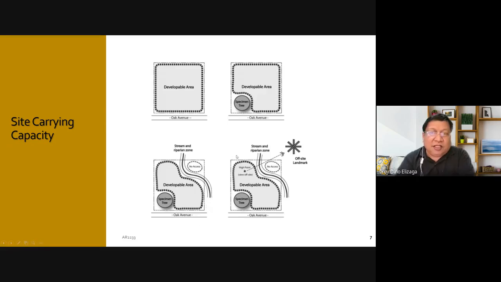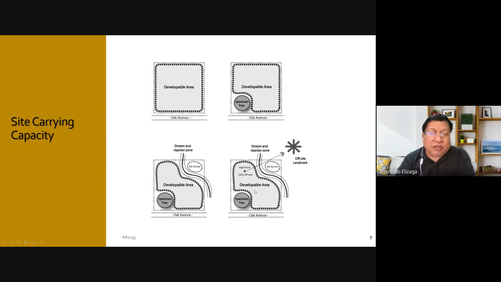So this is an example of that. You have a specimen tree, something which might attract buyers, so you can retain that. You don't have to cut it down. Then if there's a river, of course, it's a constraint. So you don't have to build over that.